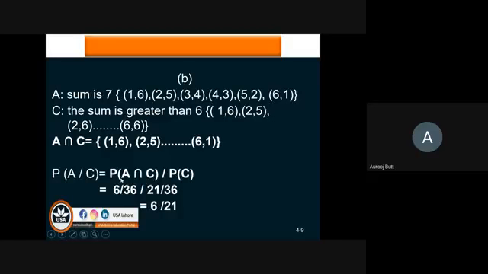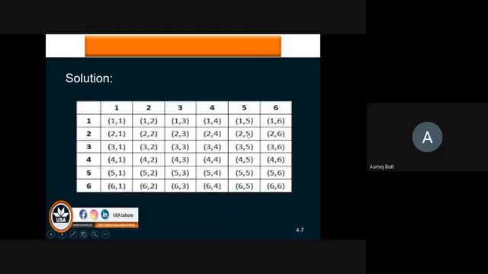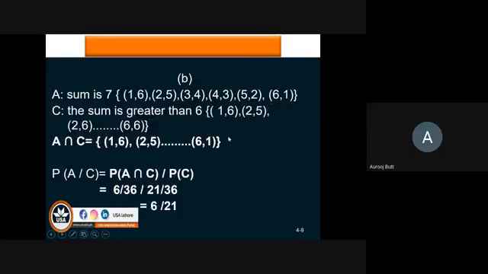So while you're writing the probability, what is the classical approach of probability? Simply the number of sample points that are common in both A and C divided by the number of sample points in the entire sample space. So the number of sample points that are common in A and C, how many do you have? 6 sample points. And you will divide it by the total number of sample points in the entire sample space, and we know we have a total of 36 sample points. So 6 by 36 is the probability of A intersection C.